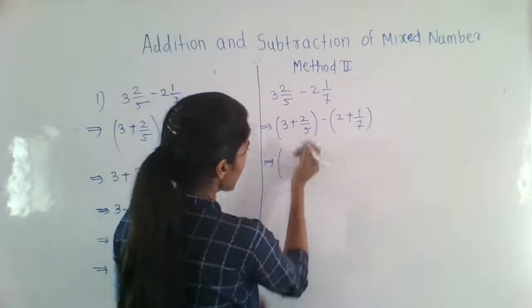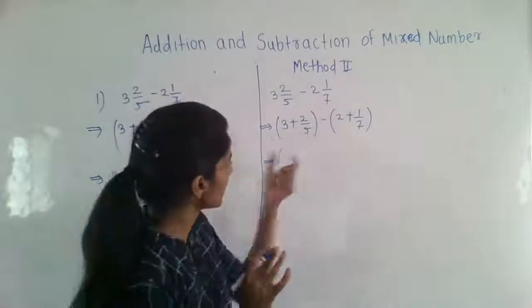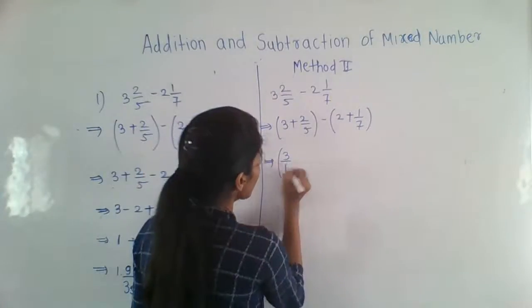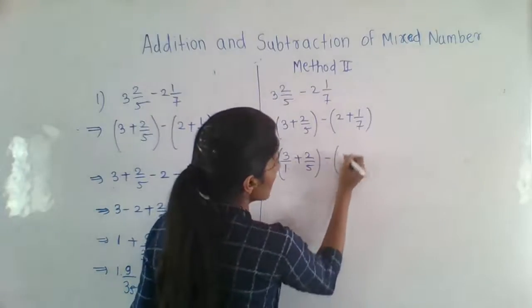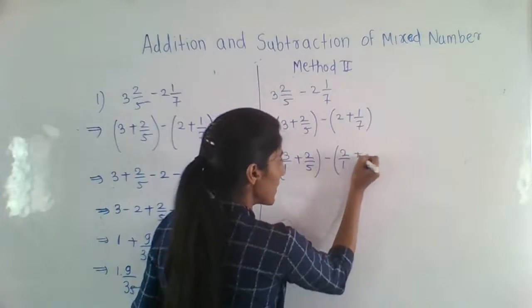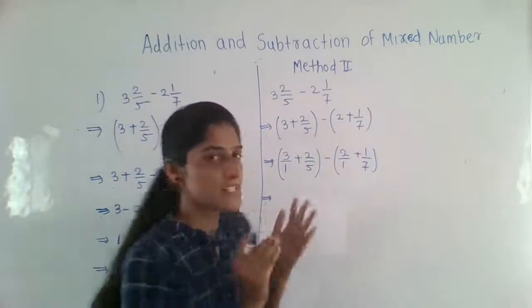Then add these numbers. We know that when the denominator is absent, take it as 1: 3 plus 2 by 5 minus 2 by 1 plus 1 by 7. Now we have to add these numbers.